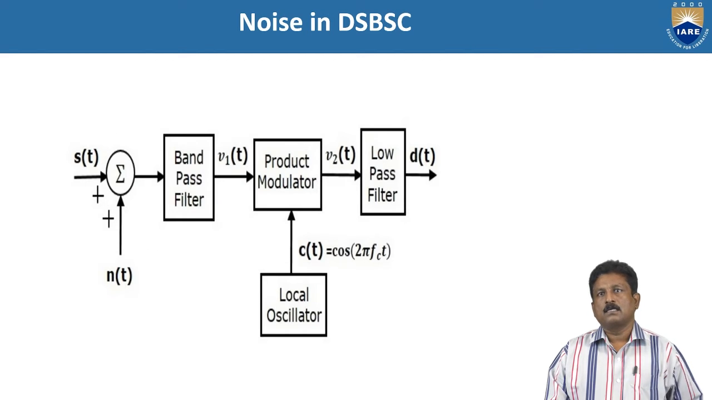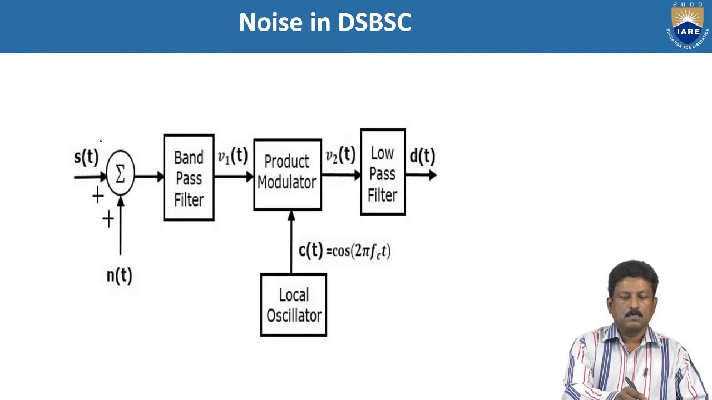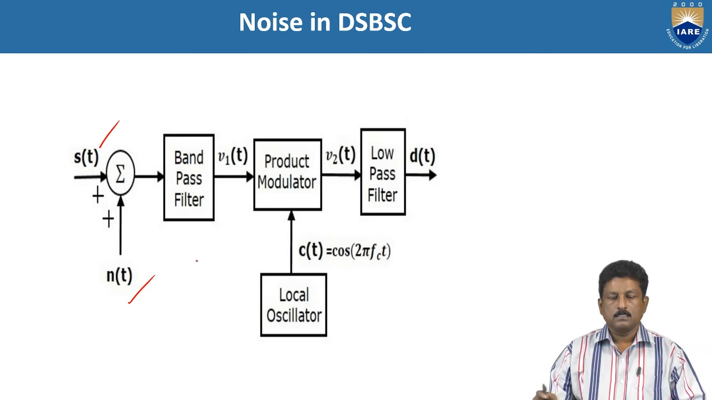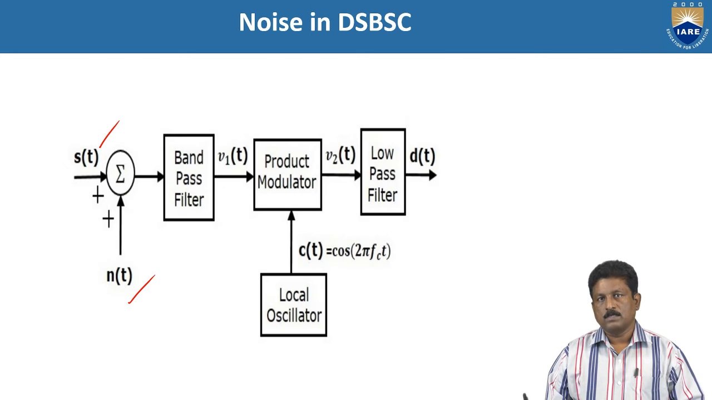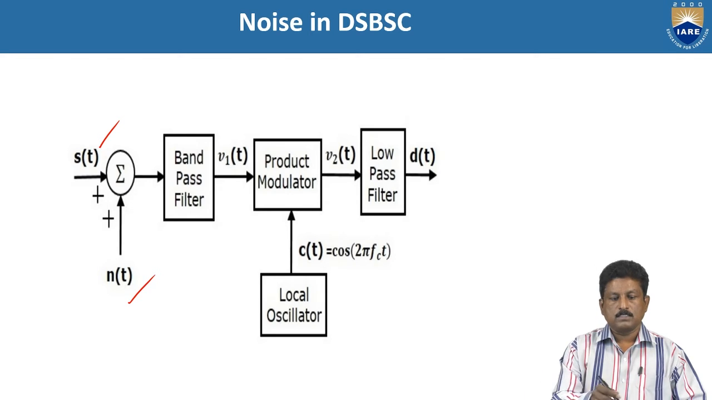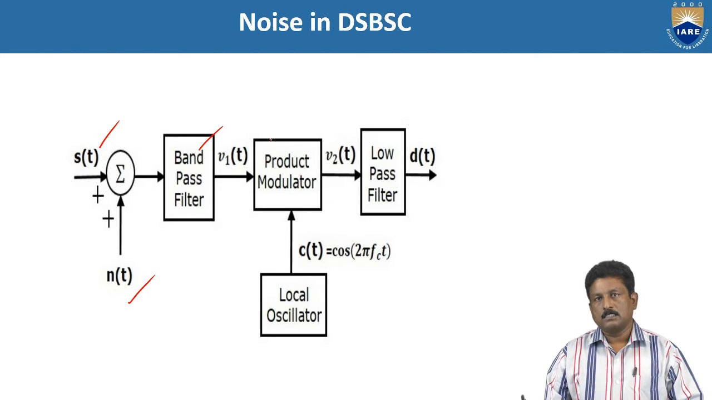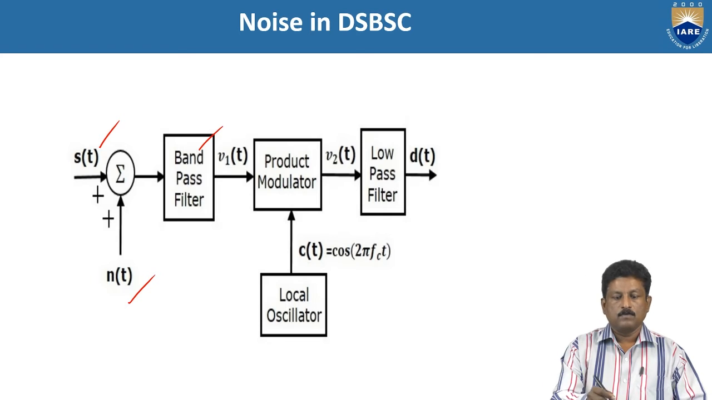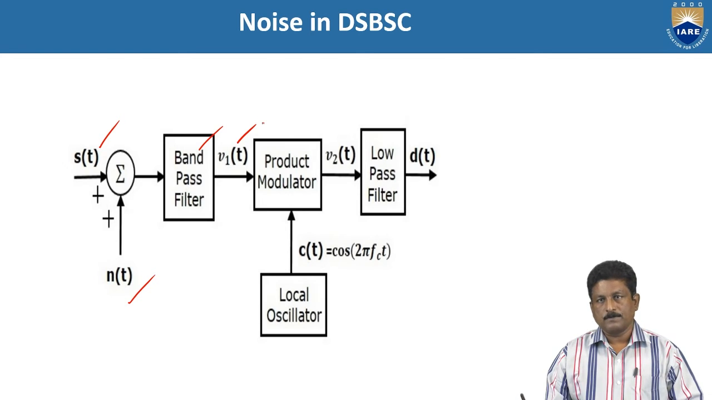Coming to the noise in DSBSC, we have the received signal s(t), that is, a DSBSC wave, and the noise, the unwanted signal, is added during the transmission. Overall, s(t) plus n(t) is given to the bandpass filter. The bandpass filter is designed such that it rejects the unwanted signal, that is, the noise, and allows only the wanted signal, which is indicated by v1(t).